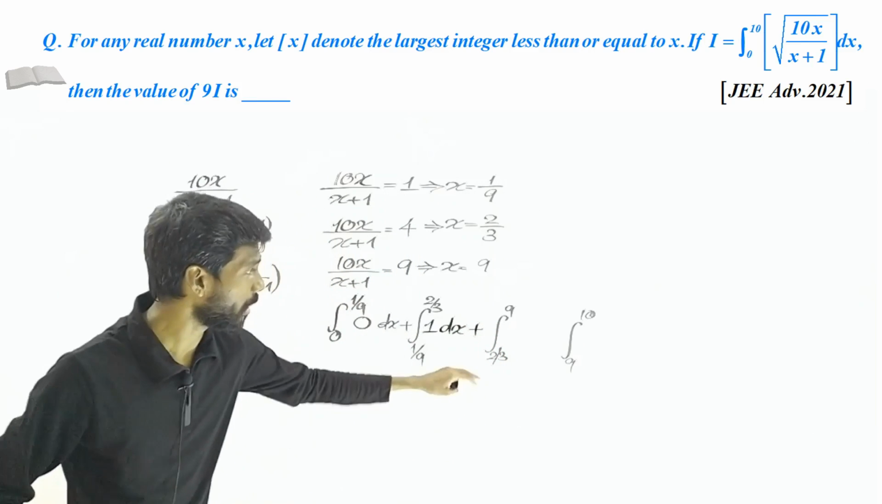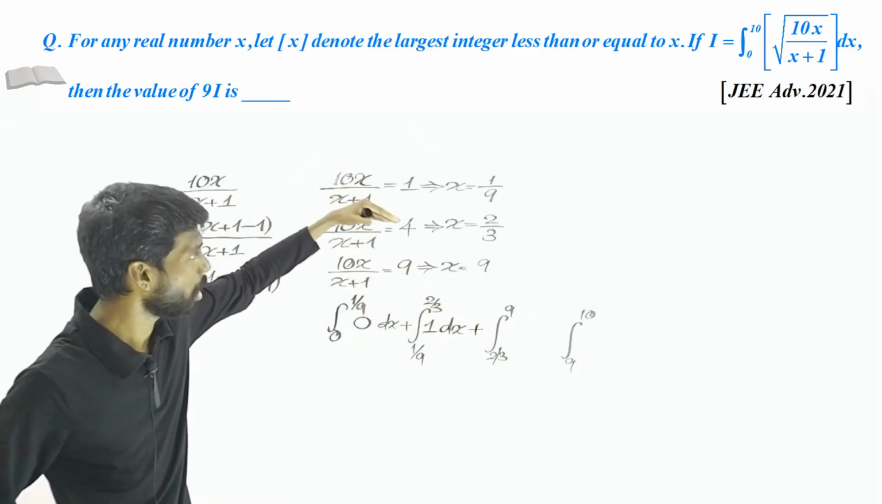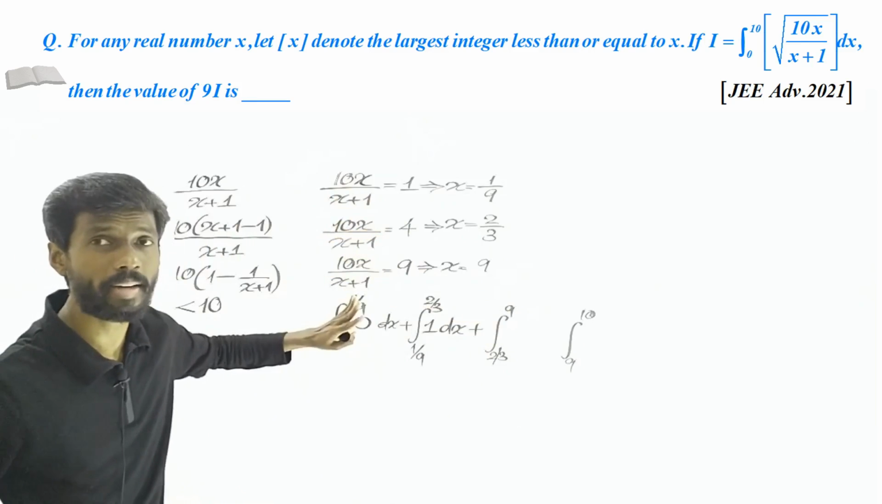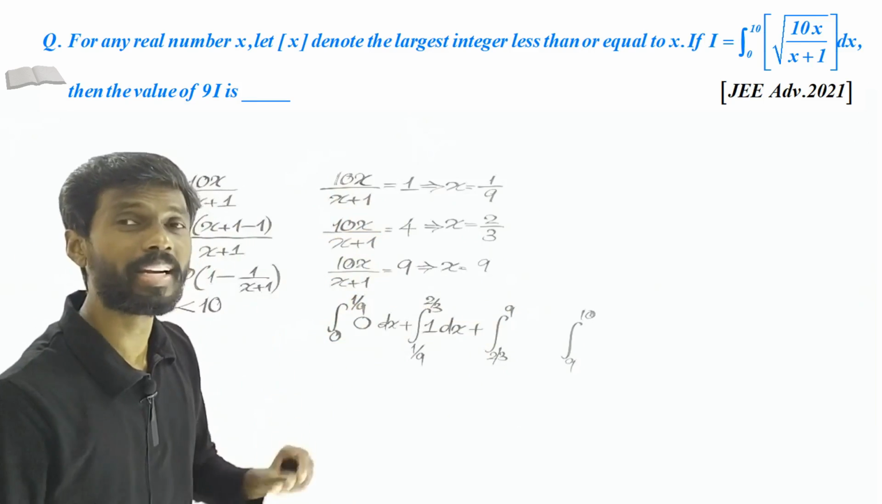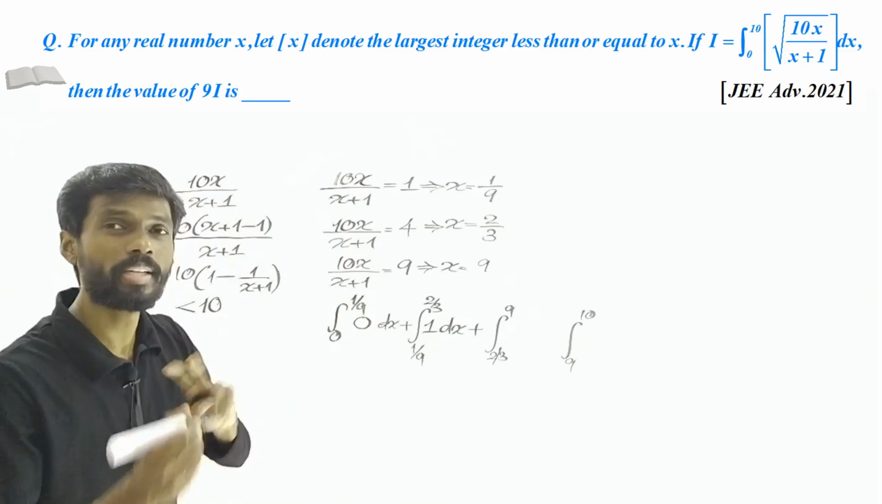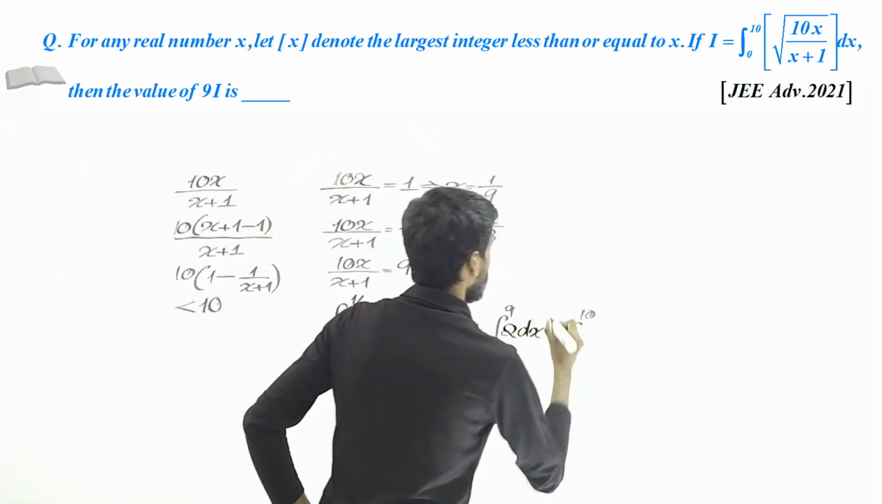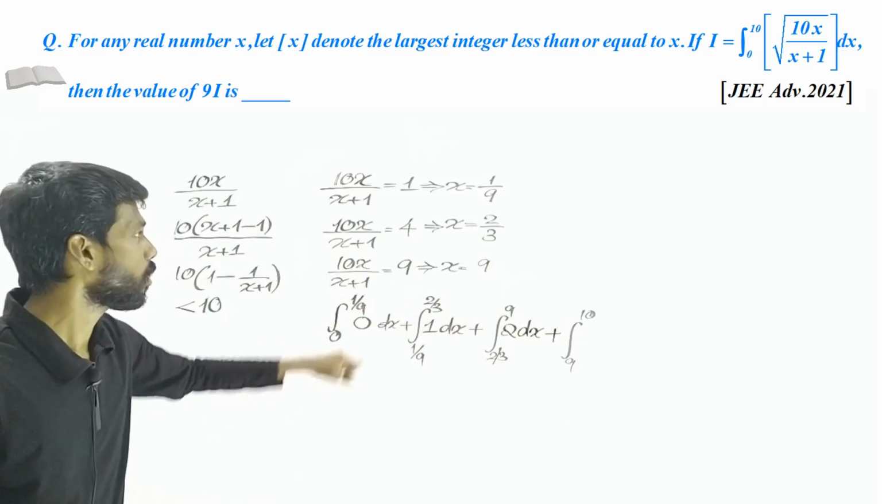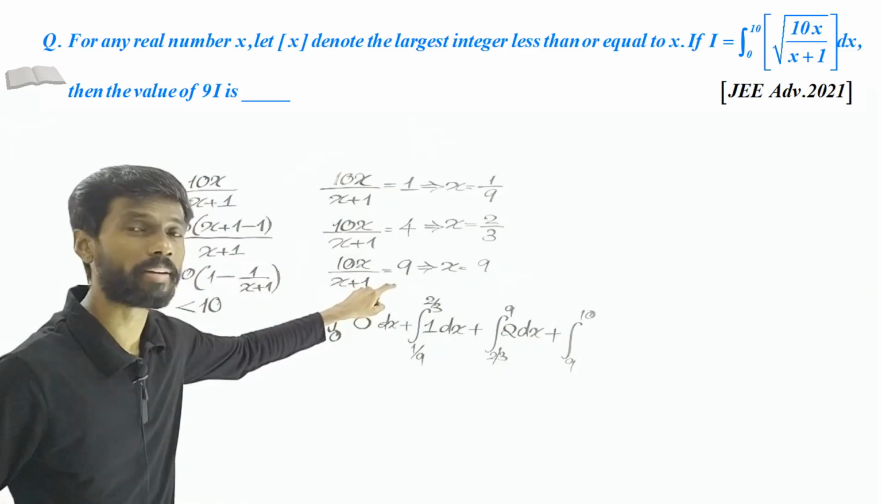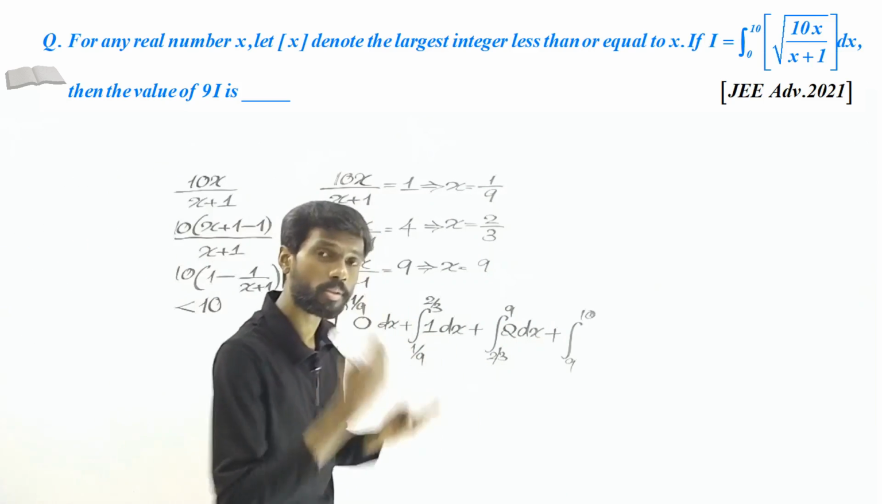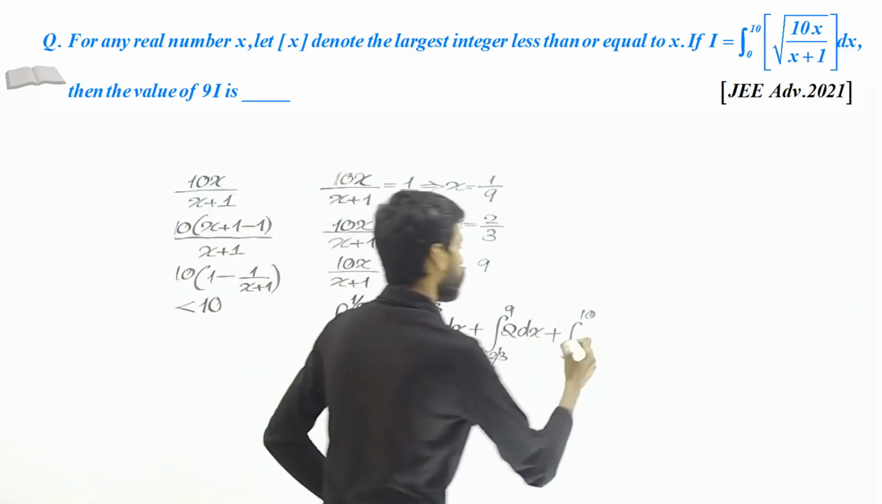Similarly, next one, 2/3 to 9, the function lies between 4 and 9. So the square root of that lies between 2 and 3. Between 2 and 3, what is the integer part? That is 2. Similarly, from 9 to 10, this value is greater than 9, which means the square root of that is more than 3, so the integer part is 3.